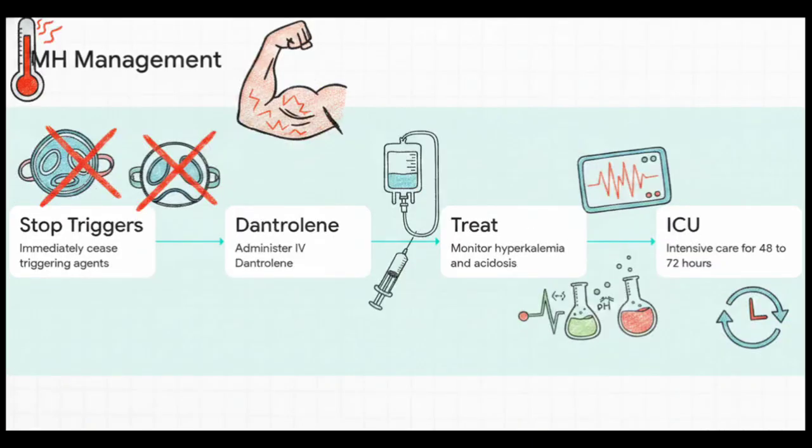Then we have malignant hyperthermia: tachycardia, rigidity, hypercapnia, and soaring temperatures triggered by volatile gases or succinylcholine. The protocol here is extremely strict. 1. Immediately cease all triggering agents. 2. Administer IV dantrolene. 3. Monitor and treat the resulting hyperkalemia and acidosis. And 4. That patient needs mandatory ICU monitoring for 48 to 72 hours just to watch for any recurrence.